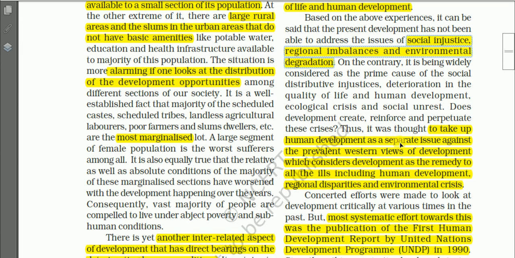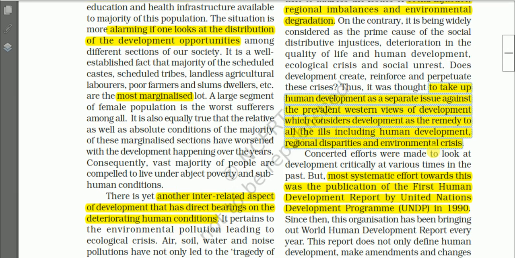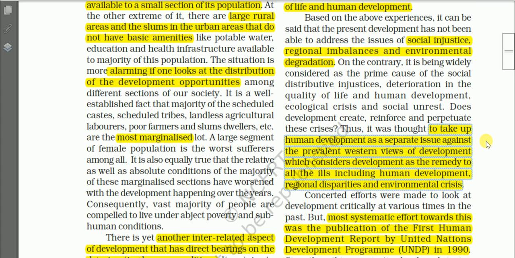Thus it was thought to take up human development as a separate issue against the prevalent Western views of development, which considers development as the remedy to all the ills, including human development, regional disparities, and environmental crisis. We have learned that the developmental activities done by the government in the last 50-60 years have not been able to solve the problem of social injustice, regional imbalances and environmental degradation.